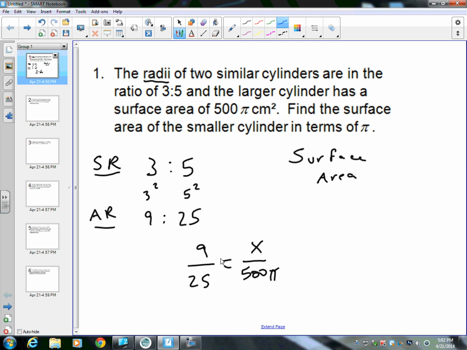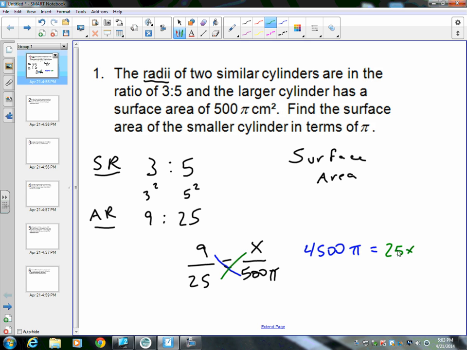So first we're going to say top left, bottom right, 9 times 500 pi, and we're going to keep this in terms of pi. So 9 times 500, and we get 4,500, keep the pi. And then we have the second thing, x and 25. 25 times x is just 25x.